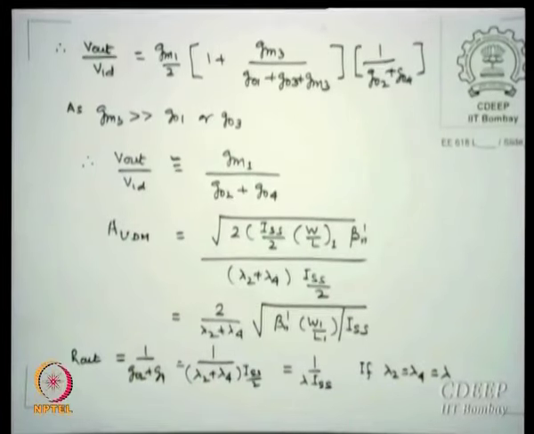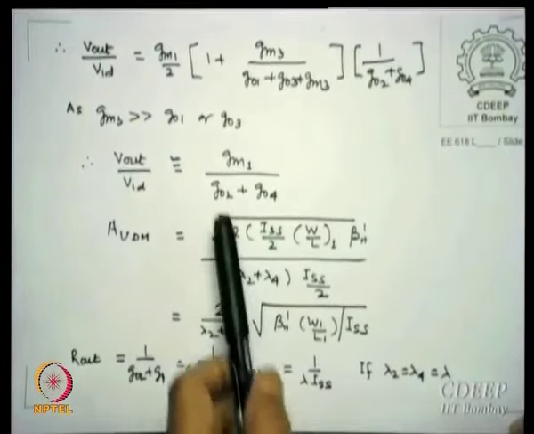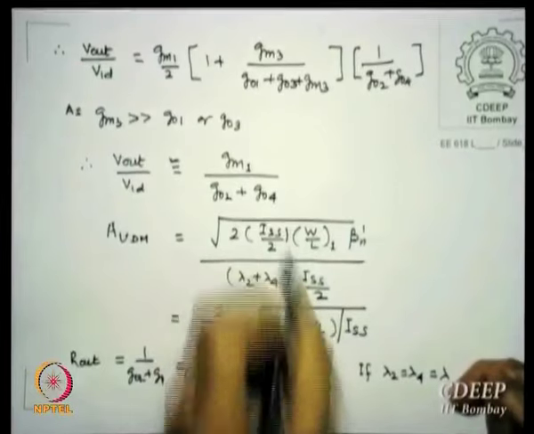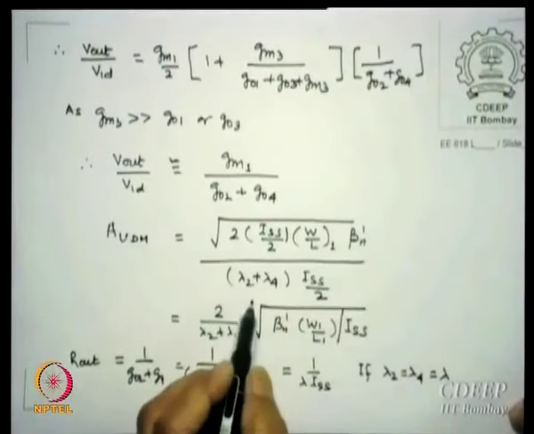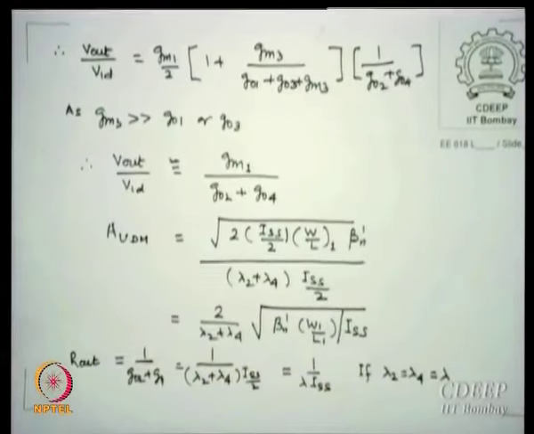Why I wrote this expression is relevant for us, because from a designer's point of view, let us see what GM1 is. GM1 is substituted as 2 times the current in each arm, ISS by 2, W by L1 into beta n dash, divided by lambda 2 plus lambda 4 into ISS by 2. Lambda 2 and lambda 4 are not the same. Why? 2 is an n channel device, 4 is a p channel device. So, lambda is not identical for n channel and p channel. Of course, you can make this in process forcibly, but in normal circumstances lambda 2 will not be equal to lambda 4.